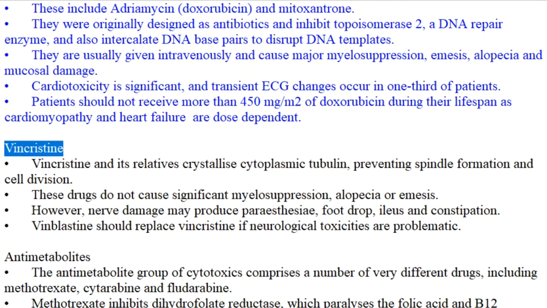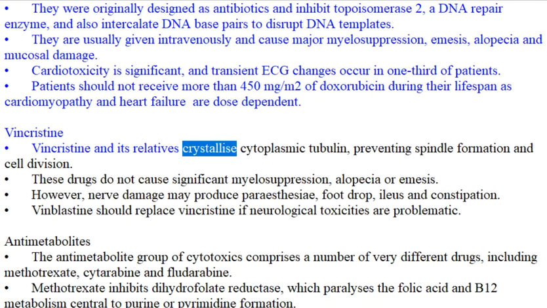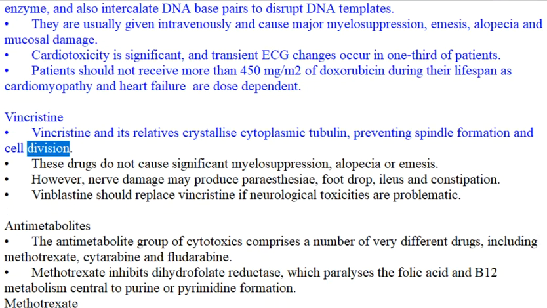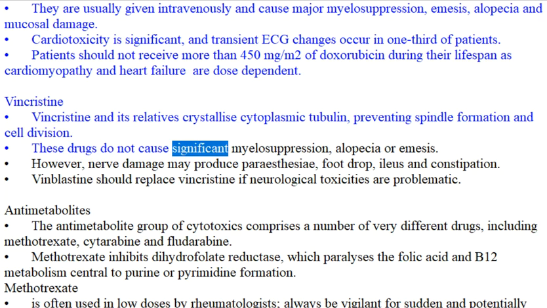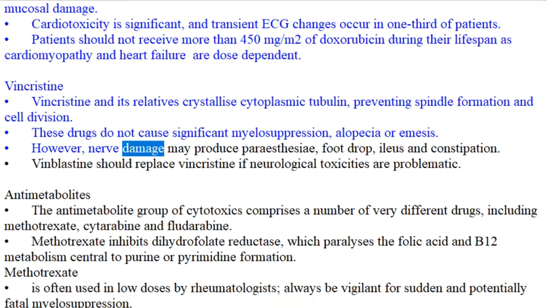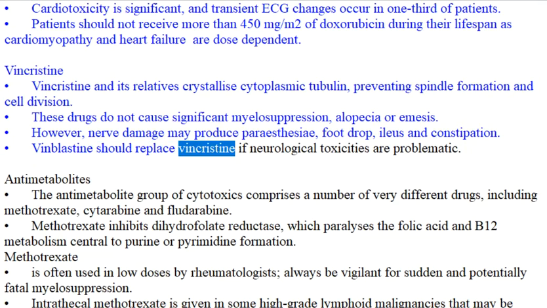Vincristine. Vincristine and its relatives crystallize cytoplasmic tubulin, preventing spindle formation and cell division. These drugs do not cause significant myelosuppression, alopecia, or emesis. However, nerve damage may produce paresthesia, foot drop, ileus, and constipation. Vinblastine should replace vincristine if neurological toxicities are problematic.